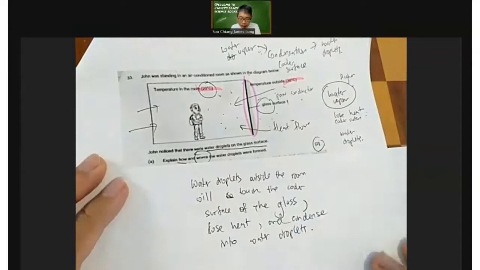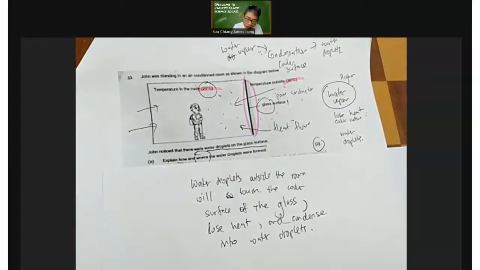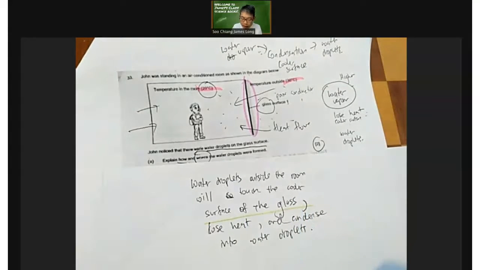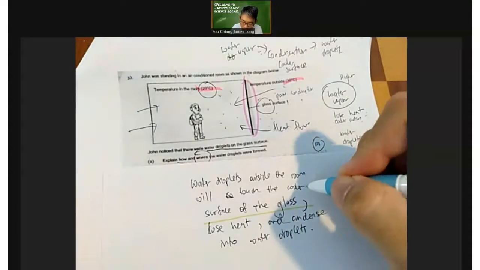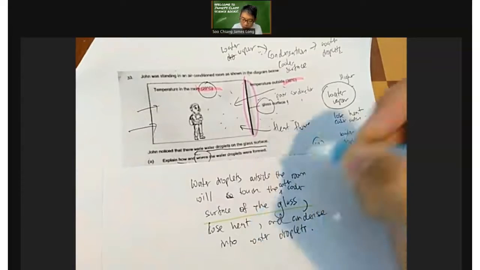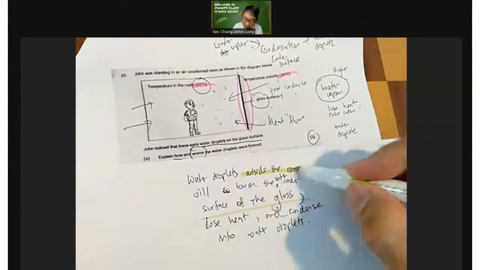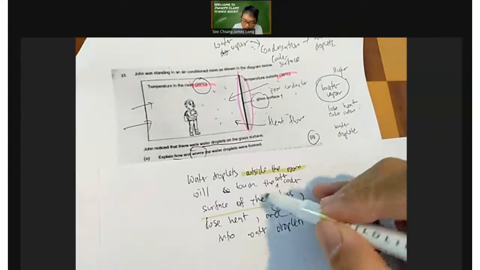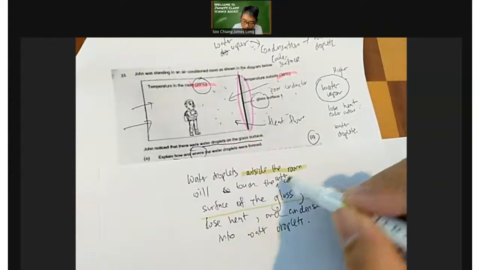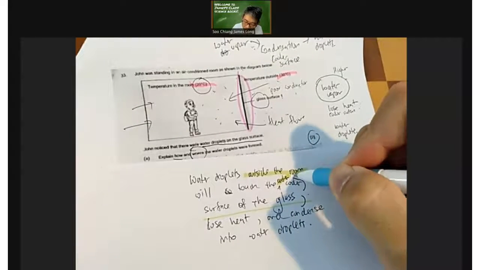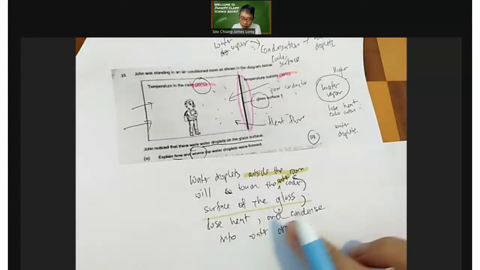So have I answered the 2 things? Where was it formed? It was formed on the cooler surface of the glass. And to be very clear, so the teacher doesn't mark me down, on the outer cooler surface of the glass. Because I already mentioned the water is outside the room, that should be clear now. It will touch the cooler outer surface of the glass.